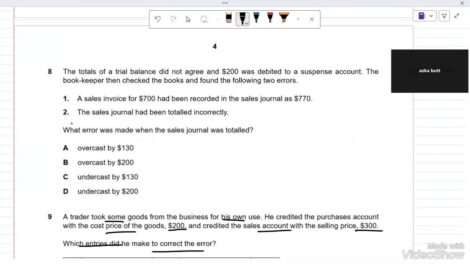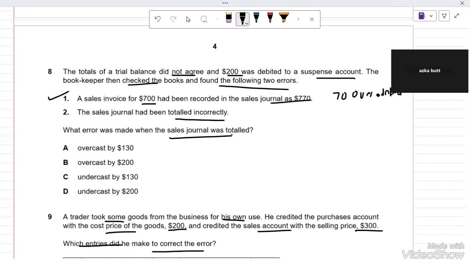Okay, so the next question: the total of the trial balance did not agree and $200 was debited to the suspense account. The bookkeeper then checked the books and found the following errors. The first error: a sales invoice of 700 had been recorded in the sales journal as 770. So your sales journal is overcast by 70, it is overstated. And the sales journal had been totaled incorrectly. So what error was made when the sales journal was totaled?